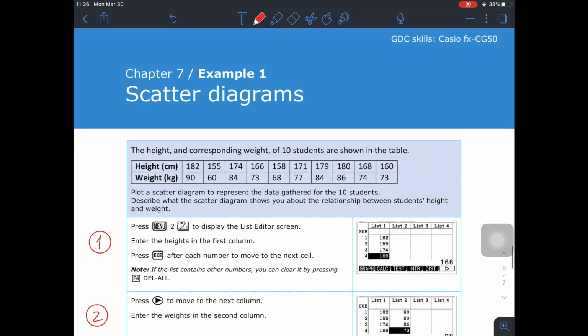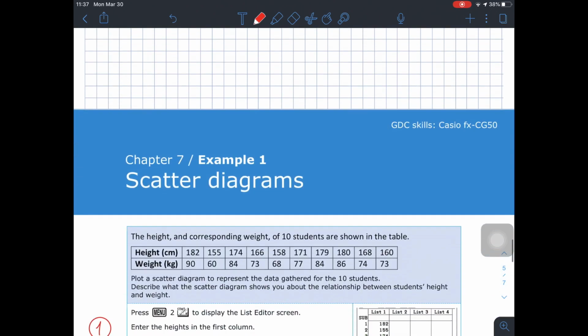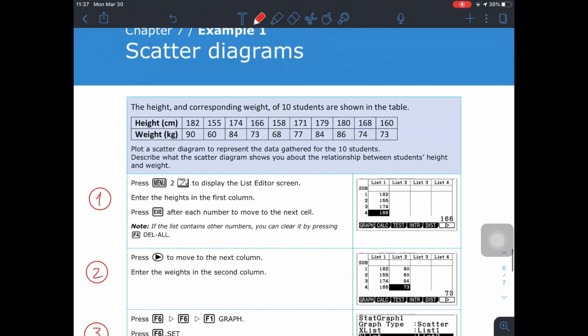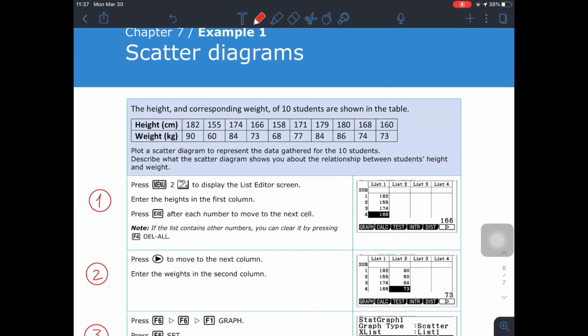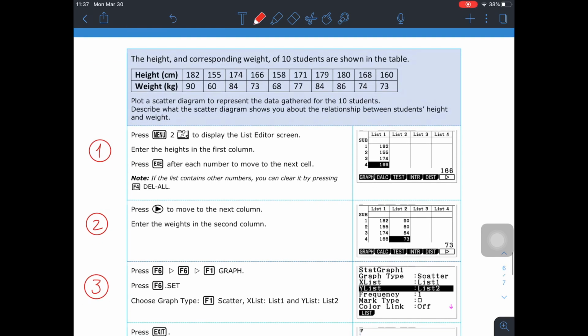Okay, this is another example for you to try doing this same thing but using your GDC. So if you have your calculators with you, you can try this on your own. It says the height and corresponding weight of 10 students are shown in the table. We're talking about two variables, right? You see that we do not have frequency here anymore. It's only one variable and the second variable. So it says, plot a scatter diagram to represent the data gathered for 10 students. Describe what the scatter diagram shows you about the relationship between students' height and weight.